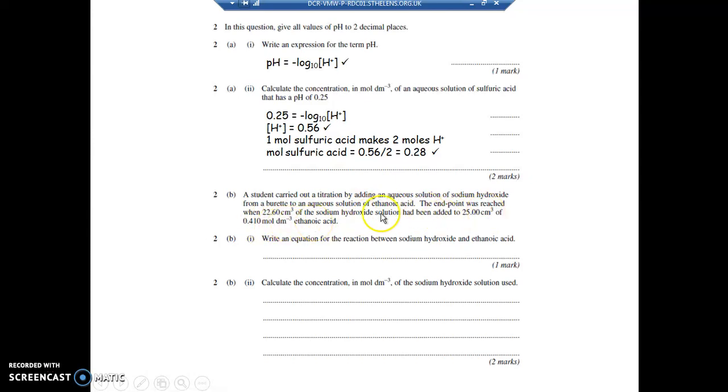Right, let's do our little scavenger hunt thing. Let's work out the number of moles of this first of all, because why would they have given you concentration of ethanoic acid and volume of ethanoic acid unless they wanted you to work out moles? So concentration 0.41.